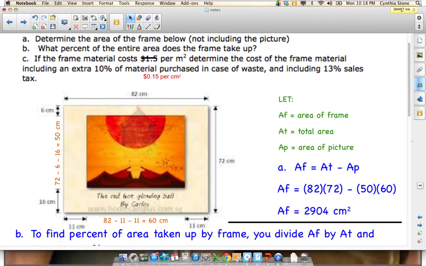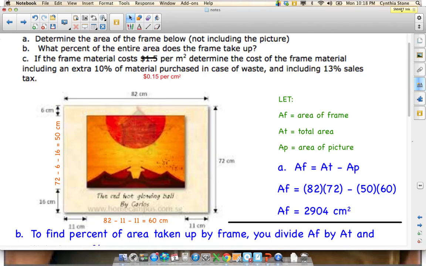So when I find the area of the frame, I take the total area, which is the total length times the total width. These are all rectangles, so it's all length times width: 82 times 72, minus the picture, which is obviously 50 by 60. Put that into your calculator. You should end up with 2904 centimeters squared.